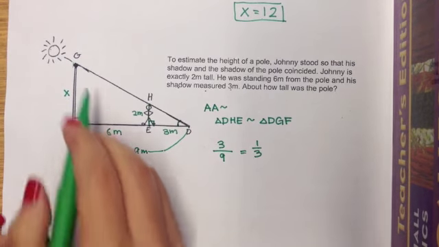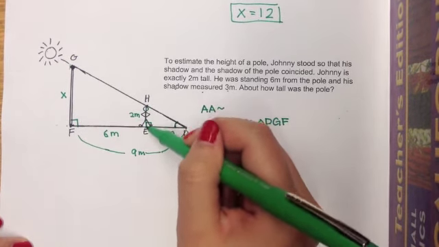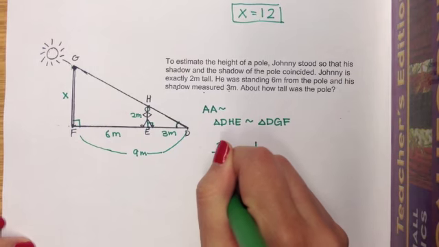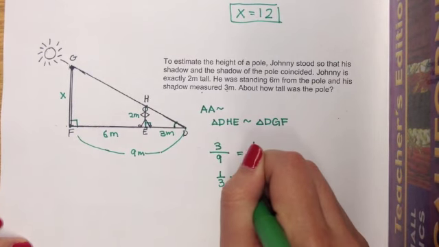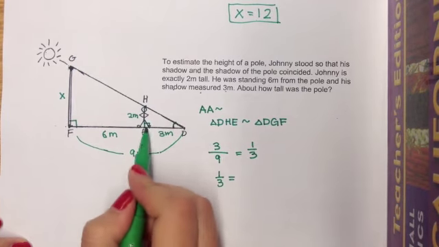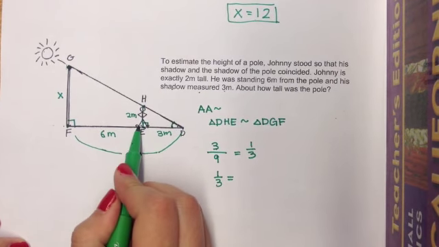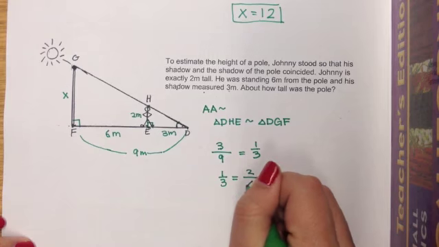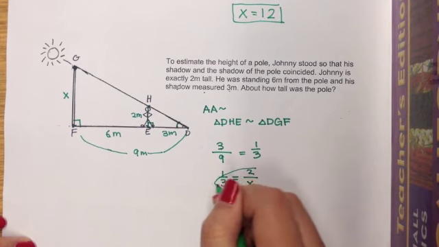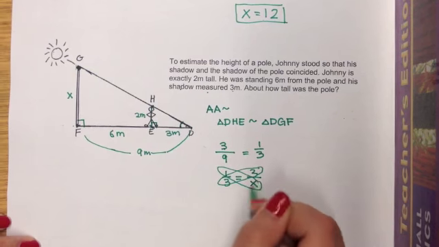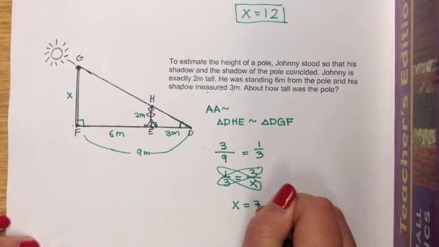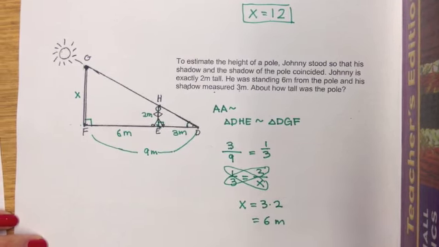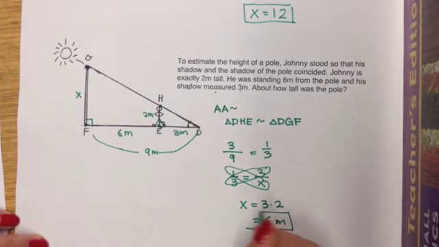That means that we want our proportion of HE and GF to also be 1/3. So we can have 1 over 3 is equal to, smaller side, since 3 was in the numerator, we'll have 2 in the numerator over the larger side, x. Cross multiply, we have x is equal to 3 times 2, which is 6 meters. So that's the answer.